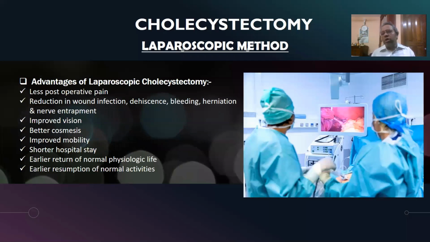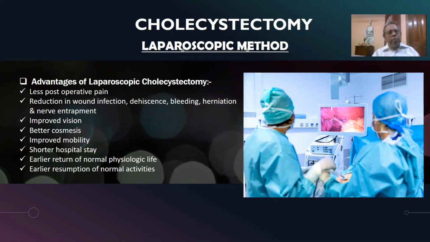Improved vision, because we look inside with a telescope, which gives 10 times magnification compared to the normal view. And better cosmesis after removing the trocar. There is a small teeny hole in a scattered fashion in various areas. So there is a very small teeny scar and better cosmesis.